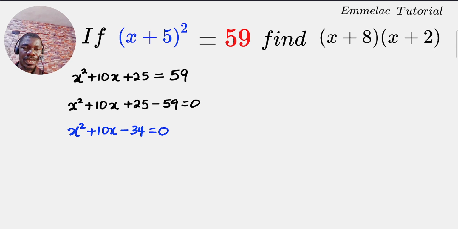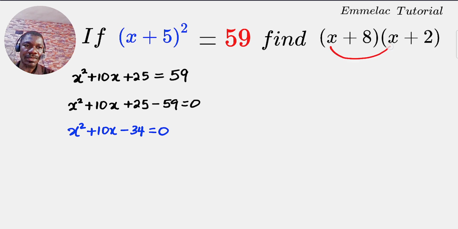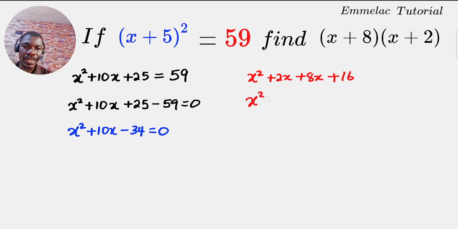Okay, so let's do another thing here. Let's expand this expression here, and when we do, x times x gives us x², then x times 2 gives us 2x, and 8 times x gives us 8x, and 8 times 2 gives us 16. Alright, so here we have x² + 10x + 16.